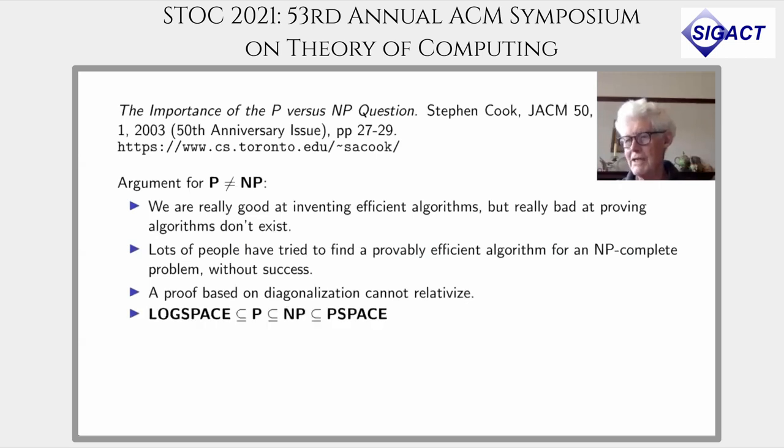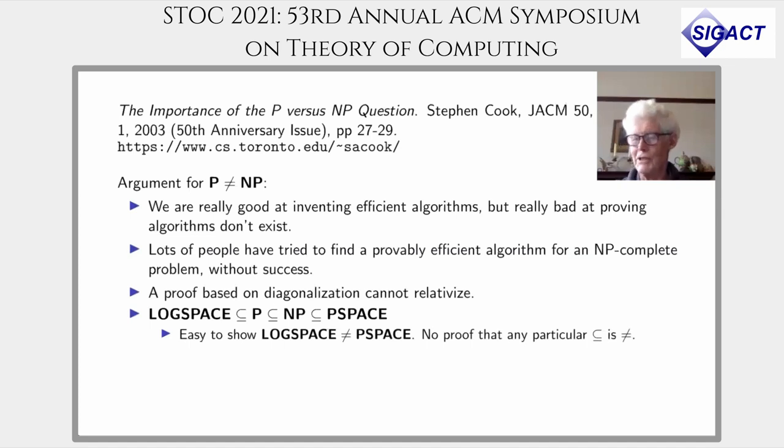Consider the sequence of complexity class inclusions: log space is a subset of P, that's polynomial time, which is a subset of NP, which is a subset of PSPACE. A simple diagonal argument shows that the first is a proper subset of the last, that is, log space is a proper subset of PSPACE. So it follows that one of the three adjacent inclusions must be proper: log space in P, P in NP, and NP in PSPACE. But no proof is known that any particular one is proper. Although this paper was written 18 years ago, the arguments still apply.